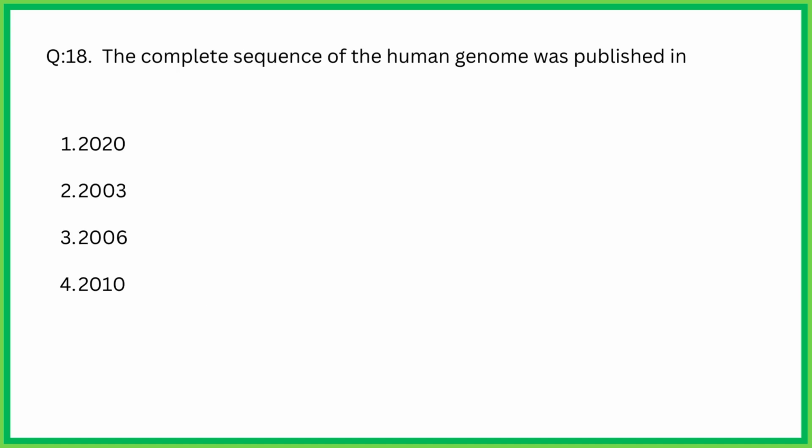Question number 18. The complete sequence of the human genome was published in: option 1, 2020; option 2, 2003; option 3, 2006; option 4, 2010. The correct answer for this question is option 2, 2003. The human genome work started in 1990 and ended in 2003, and at that time the complete sequence of the human genome was published.